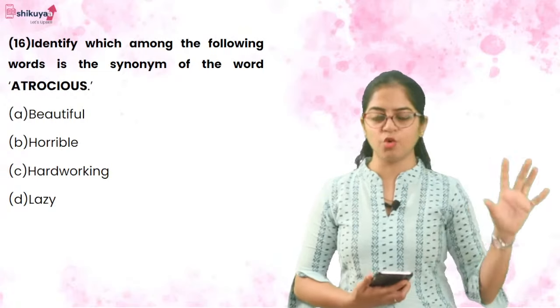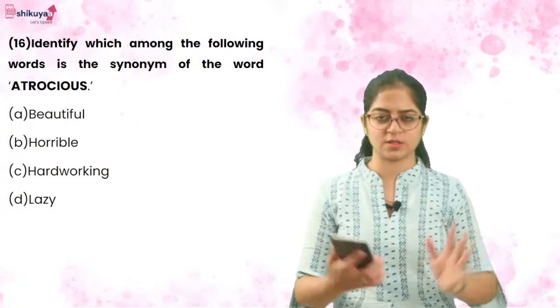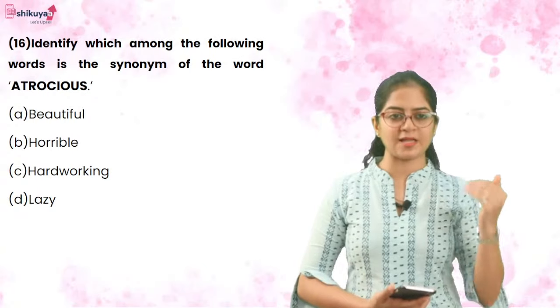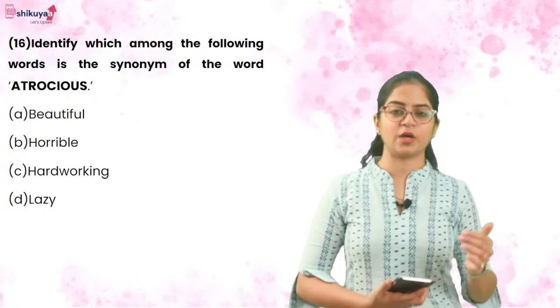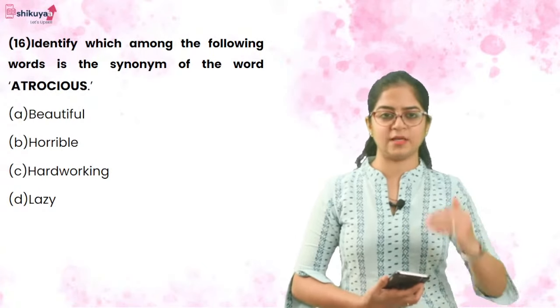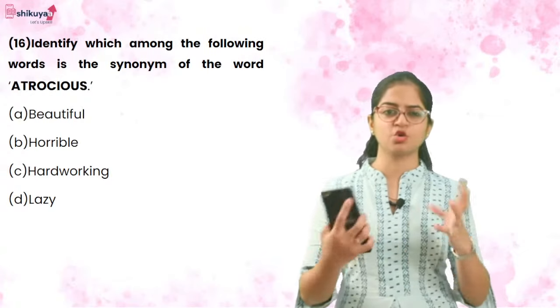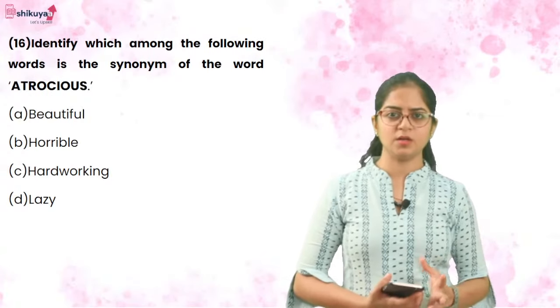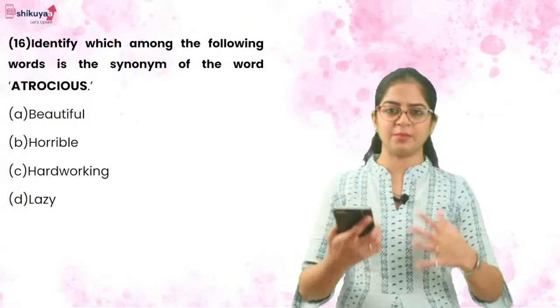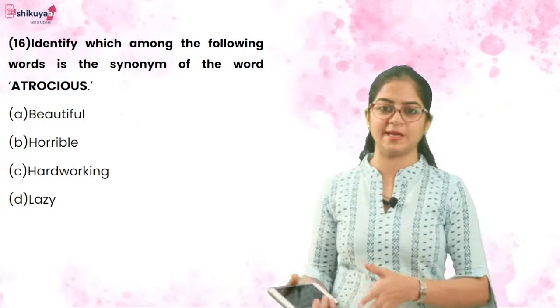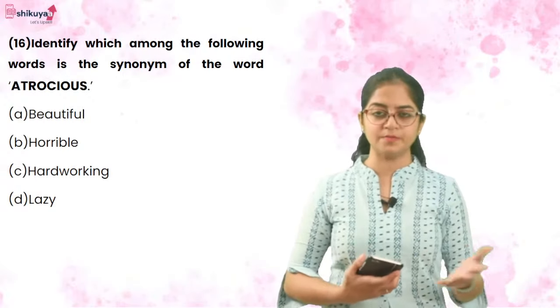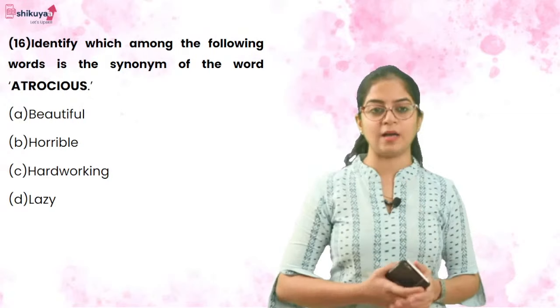Now we can remove the positive options and eliminate them. A and C can be eliminated. Now you can go with horrible or lazy. Now decide. Atrocious means cruel, right? So horrible would be the better one. We cannot say cruel means lazy. Cruel could be horrible. Alright, so B is your answer.